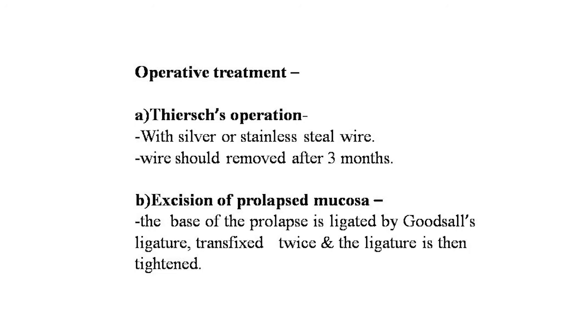First is the Thiersch operation. This operation means a stitch is taken around the anus in the external sphincters with silver or stainless steel wire. The wire should be removed after 3 months. And second is the excision of the prolapsed mucosa. The base of the prolapse is ligated by the Goodsall's ligature, transfixed twice and the ligature is then tightened.